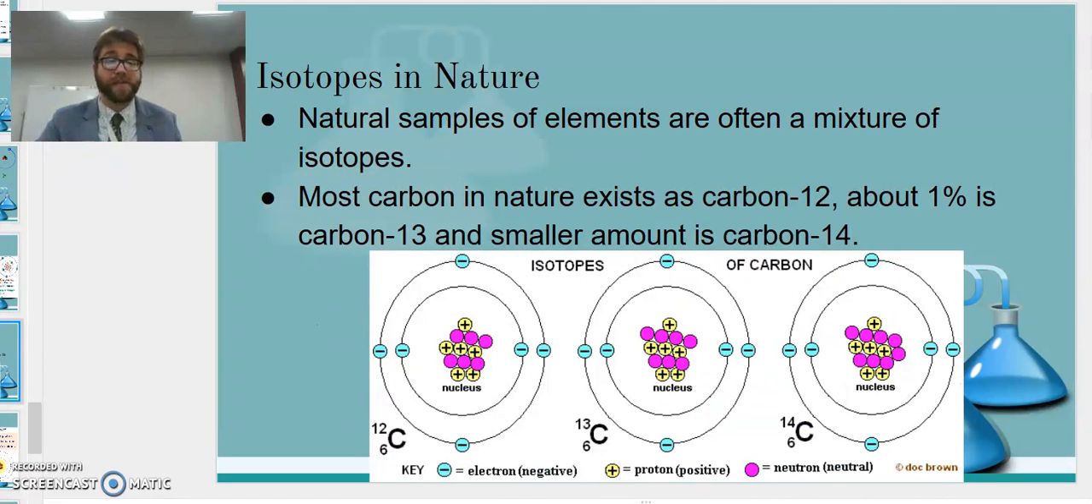So we find isotopes in nature all the time. Most elements actually exist as isotopes. Carbon normally only exists as carbon-12, but about 1% of all carbon on the planet is an isotope. So we find examples like that throughout nature. Isotopes really are everywhere. You just have to remember an isotope is something that has more or less neutrons. The neutron number is different for isotopes.